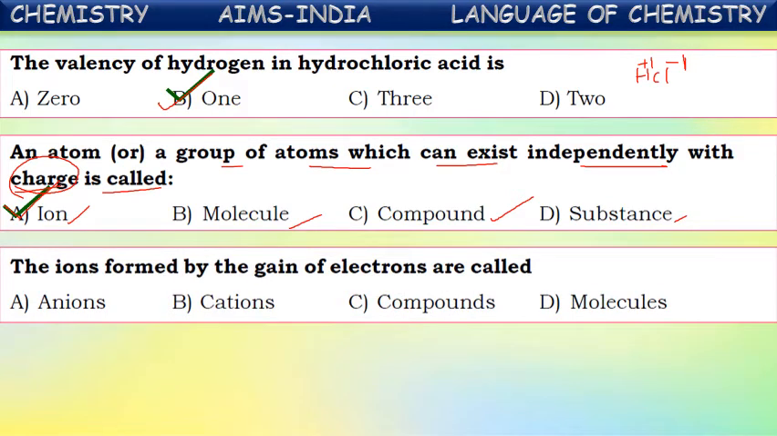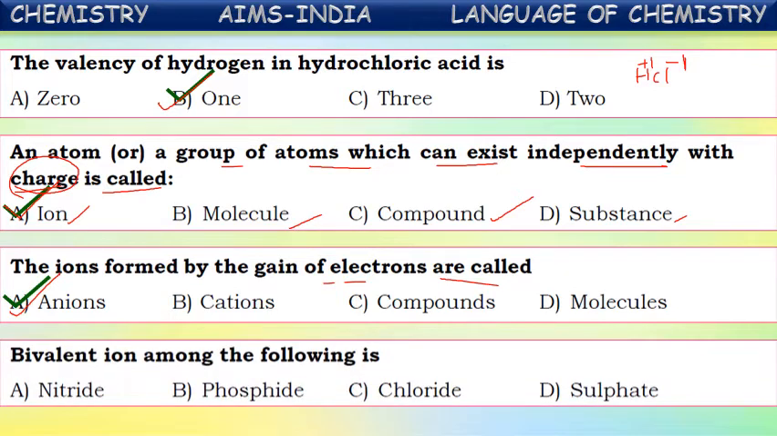The ions formed by the gain of electrons. See, the gain of electrons gives an anion, an electronegative ion. If the electrons are gained, it gets the negative charge. Those are called electronegative ions or anions. Already we have discussed this also.